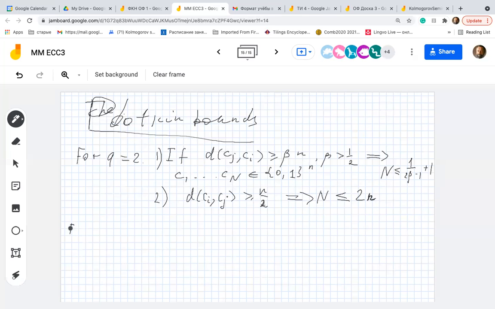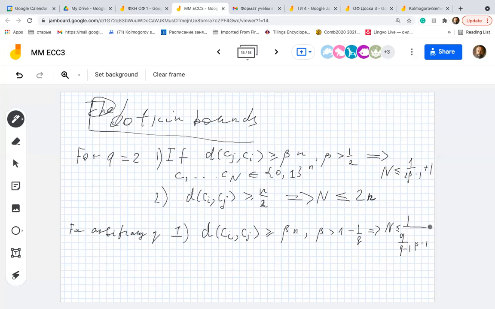And for arbitrary q, the first Plotkin bound says that if the Hamming distance between different code words is at least beta n, where beta is larger than 1 minus 1 over q. So instead of 1/2, in the general case, we have 1 minus 1 over q. When q is 2, it is 1/2. Otherwise, it is larger. Then n is at most 1 over (1 minus 1 over q) times beta minus 1. This is in the denominator, and plus 1.